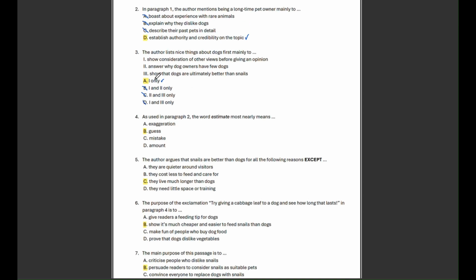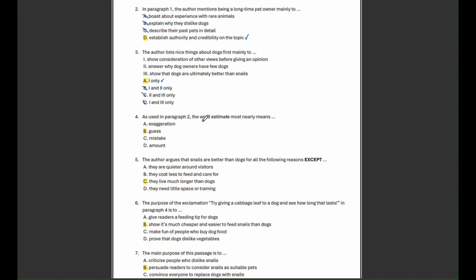Why others are wrong. 2 is not answered there. 3 is opposite to the author's point. The formula is argument structure: concession first, then counterclaim.